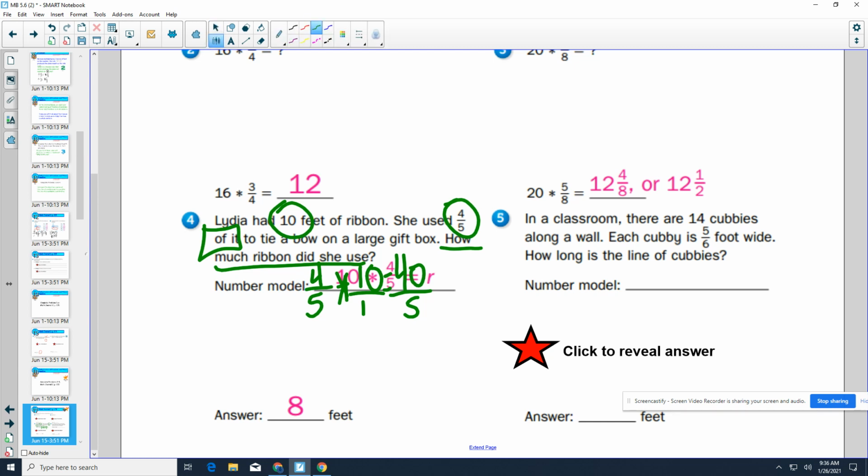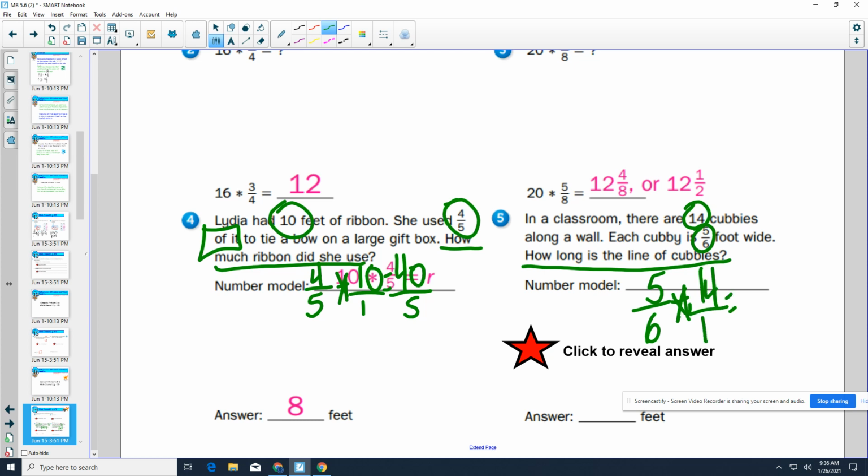So let's look at the next one here. In a classroom, there are 14 cubbies along the wall. Each cubby is 5/6 foot wide. How long is the line of cubbies? Okay, so we know there are 14 of them, and we want to multiply that by 5/6, because each one is worth 5/6. So 5/6 multiplied by 14.